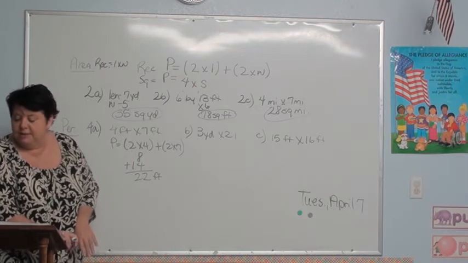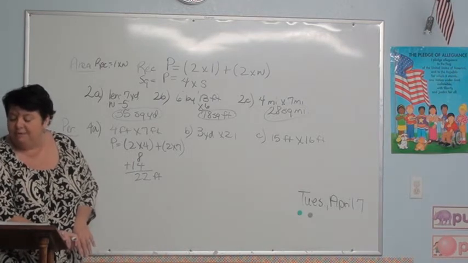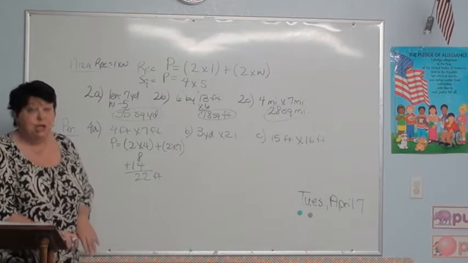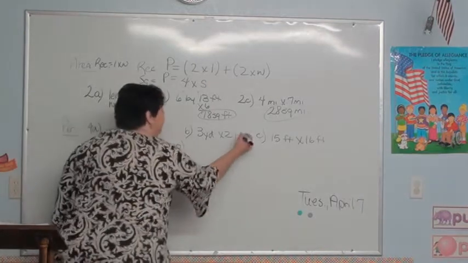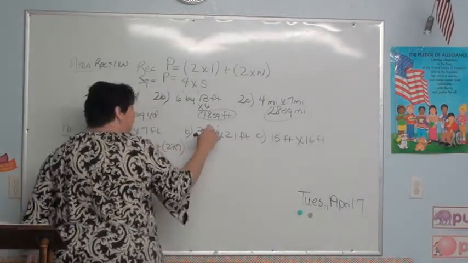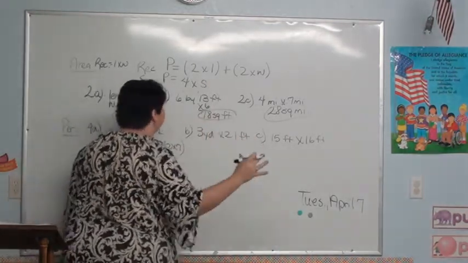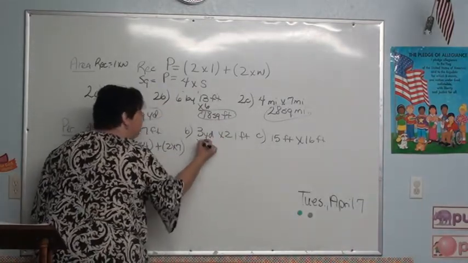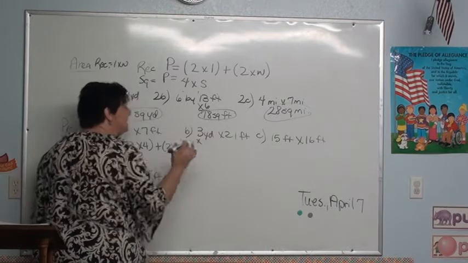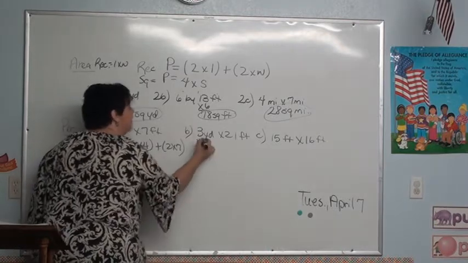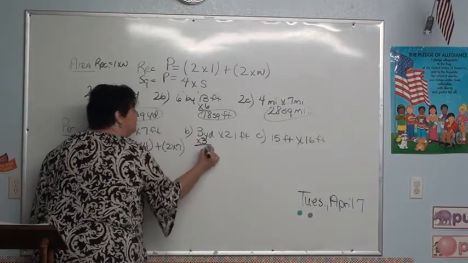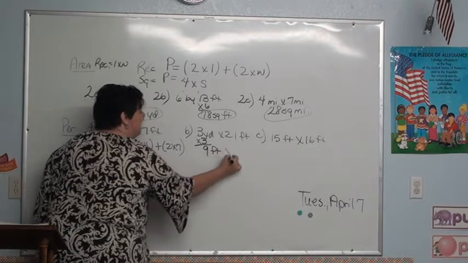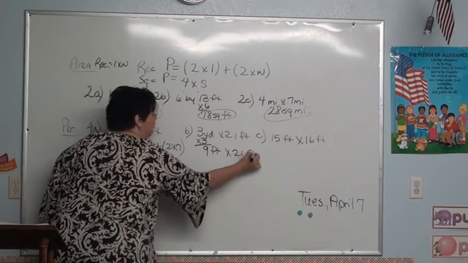3 yards by 21 feet. So we need to change the yards to feet. We're going from larger to smaller. When you're converting, you're going from larger yards to smaller feet, so you multiply. And how many feet are in a yard? 3. So you're going to say 3 times 3, and now you have 9 feet times 21 feet.